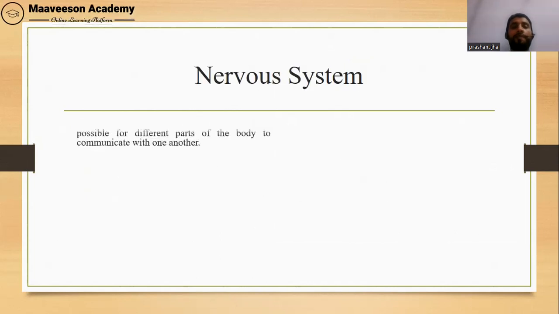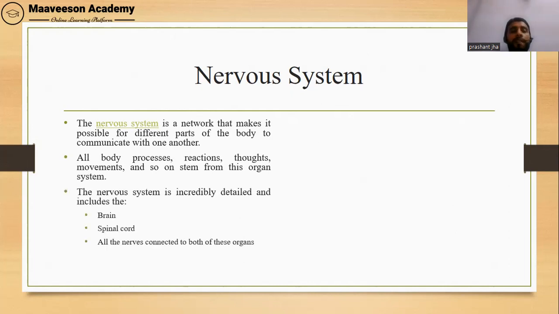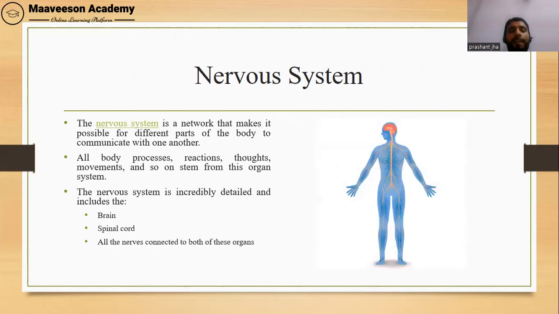Next is the nervous system. The nervous system is a network that makes it possible for the different parts of the body to communicate with one another. All the body processes, reactions, thoughts, movement, and so on stem from this organ system. The nervous system is incredibly detailed and includes the brain, spinal cord, and all the nerves connected to both of these organs, the brain and spinal cord.